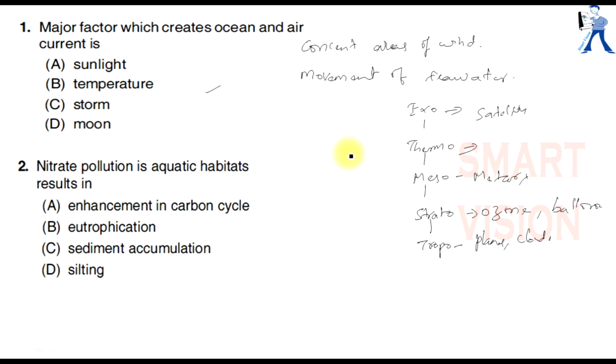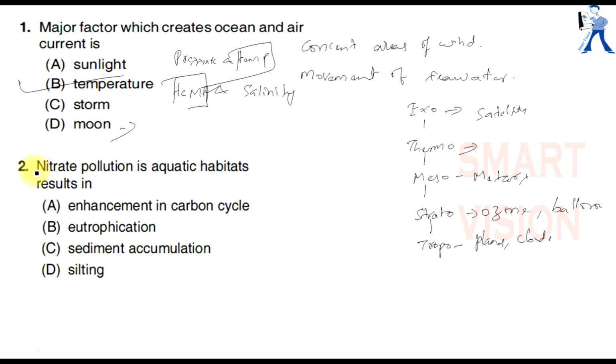Then see why ocean current and air current occur. Mainly air current occurs due to differences in pressure and temperature. As for ocean current, why does it occur? The main factors of ocean current are again temperature and salinity. So the most common feature in both currents is temperature. So our answer would be temperature, not the sunlight, not the storm, and not the moon.